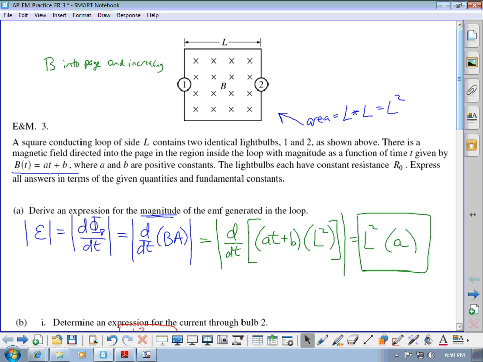So if the magnetic field is into the page and increasing, then that means that the magnetic flux is increasing into the page. That means that the induced magnetic field, which is the magnetic field due to the induced current, tries to oppose that increase.